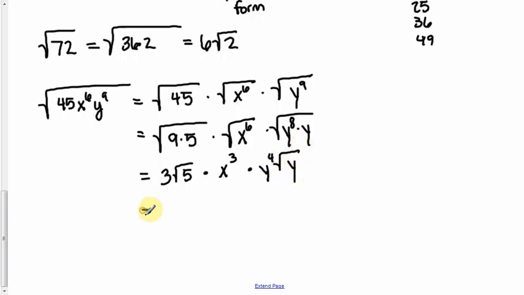And now what you're going to do, which is going to be really odd looking, is you're going to put all of the things that are not under the square root in front. So 3x cubed y to the 4th, and that went out front. And then what's still underneath the square root is 5y.